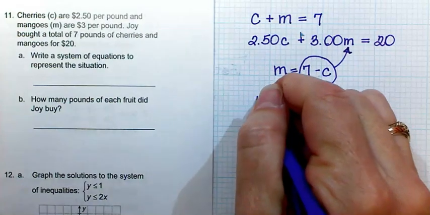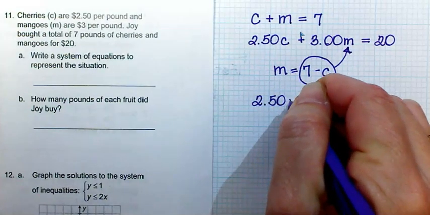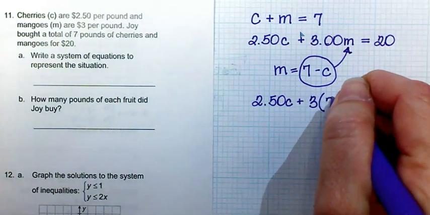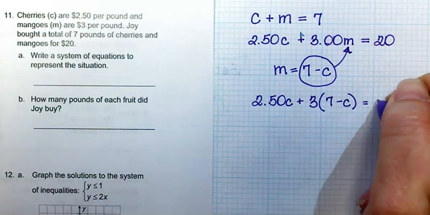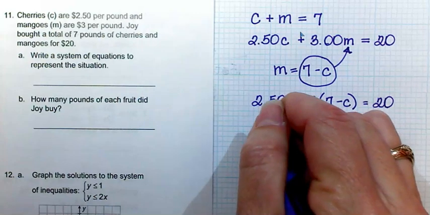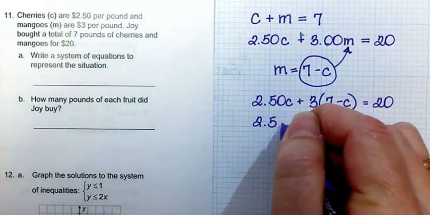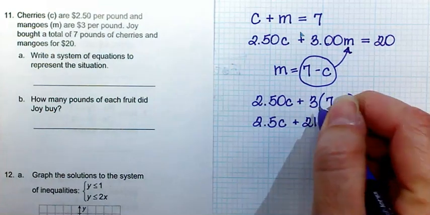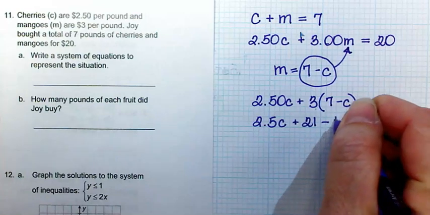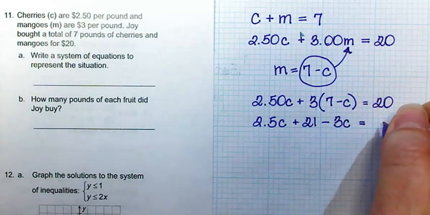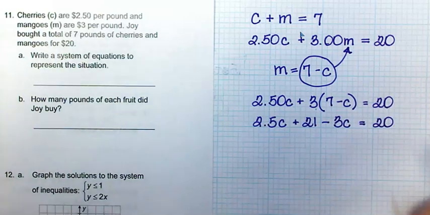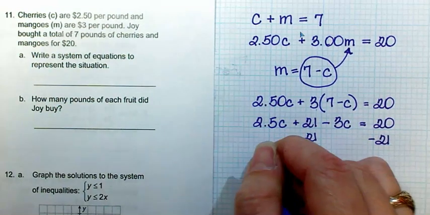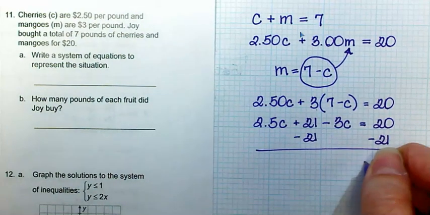Okay, so 2.50 times C plus, I'm just going to drop the dollar sign, 3 times 7 minus C equals 20. 2.5, it's really money, but I'm just dropping the dollar sign for right now. Plus 3 times 7 is 21. 3 times negative C is negative 3C equals 20 bucks. Minus 21. Minus 21. I get negative 1 over here.